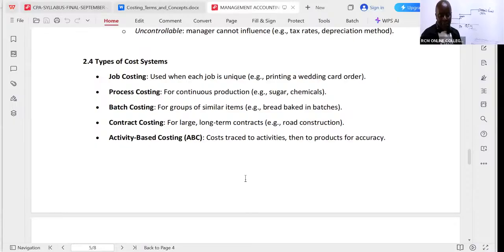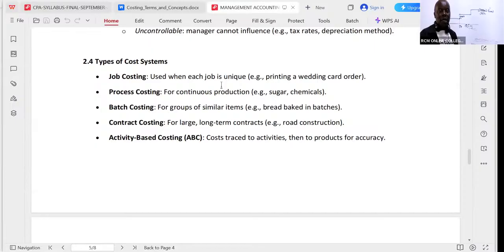And our costing systems, number 1, for example, when you give me a job, like for example, I'm an auditor. I run an audit firm. On top of being a director at RCM, I also run an audit firm. And in these audits, we normally get jobs. And before you start doing a job and even tendering for the job, it will be very, very important for you to cost it. Because jobs are very, very unique. So job costing is used because each job is unique.